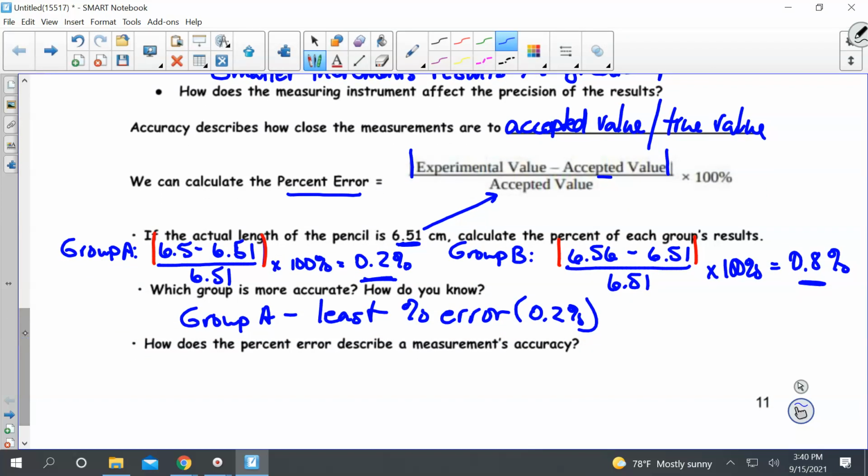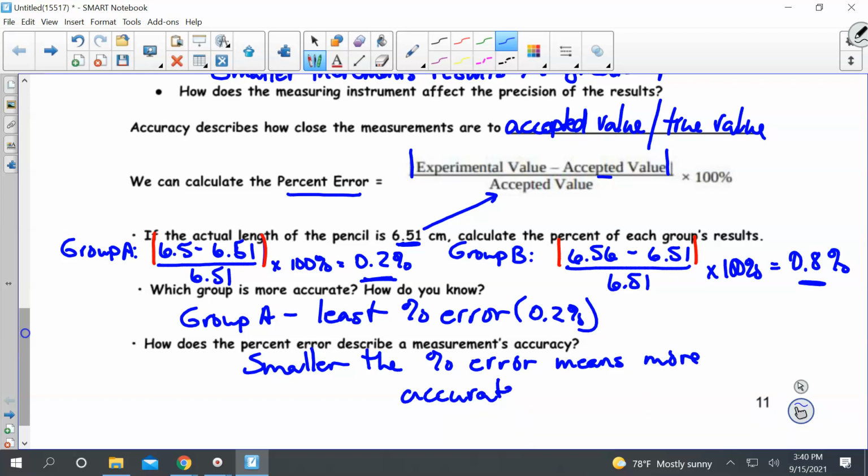And then it says, how does the percent error describe a measurement's accuracy? The smaller the percent error, the more accurate the measurement. So the smaller the percent error means more accurate measurements. So that would get you through our accuracy and precision lecture that we had for today.